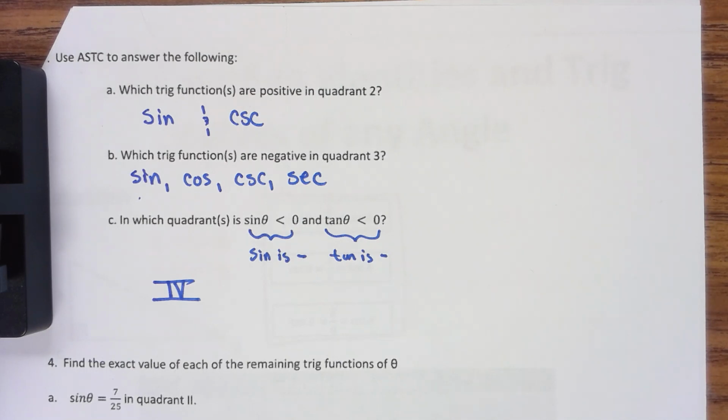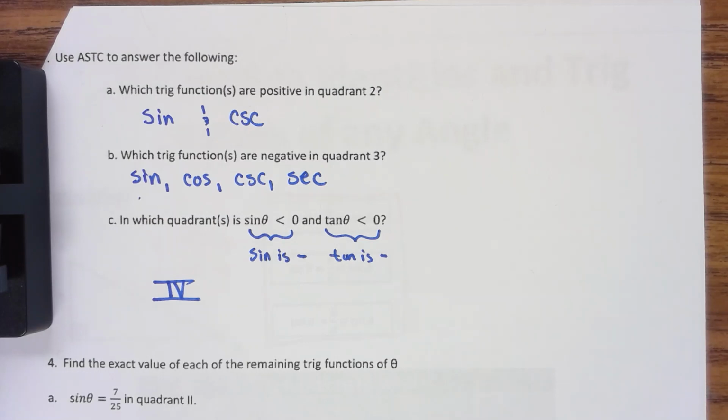And then in C, it's saying that sine of theta is negative. So that automatically rules out quadrants 1 and 2, since sine of theta is equal to the y value. Tangent of theta being negative rules out quadrant 3, because in quadrant 3, both coordinates are negative, making it positive. Okay, so that has to be quadrant 4 in part C. All right, everyone good there?